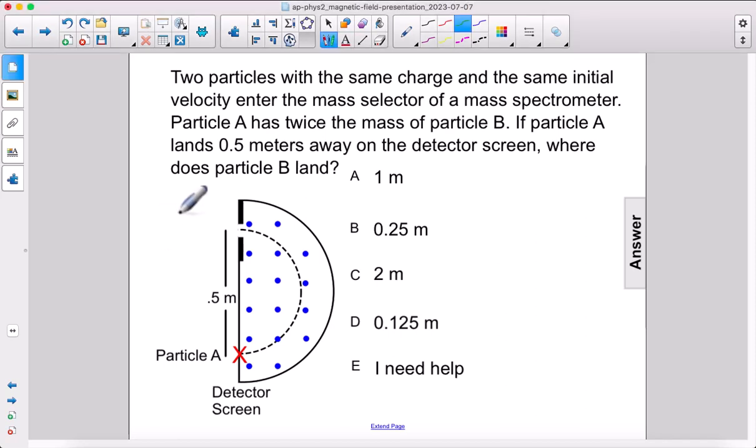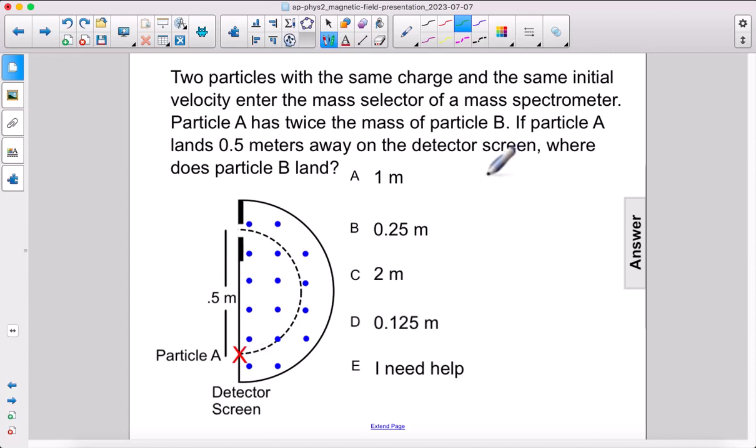Two particles with the same charge and the same initial velocity enter the mass selector of a mass spectrometer. Particle A has twice the mass of particle B. If particle A lands 0.5 meters away on the detector screen, where does particle B land?